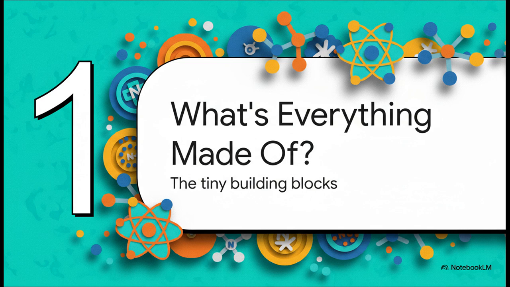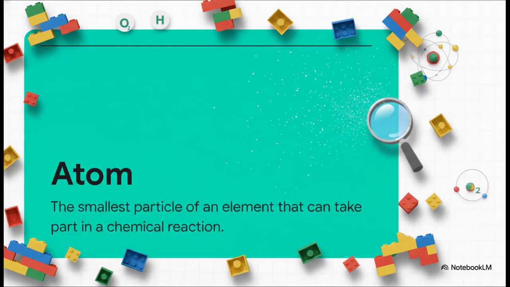Let's imagine we have a super-powered microscope. We're going to zoom in, way in, to see what our world is truly made of. So at the very bottom of everything, you've got atoms. And the best way to think about an atom is like a single Lego brick. You just can't break it down any smaller. It's the smallest possible piece of any element, and you use these bricks to build everything else.